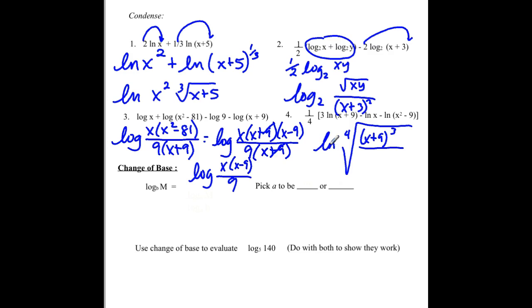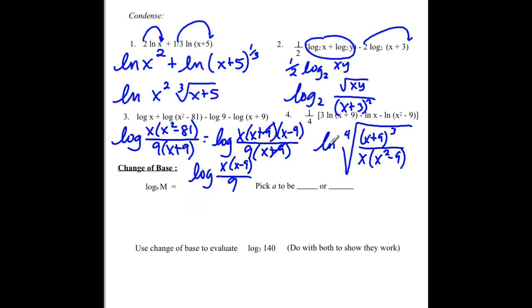Okay. We're subtracting the natural log of x, which means when we condense it, that x goes on the bottom for division. And then we are subtracting the natural log of this quantity x squared minus 9. That will also go on the bottom. Now that does factor into what? x plus 3, x minus 3, but it doesn't cancel with anything on the top, so I'm not going to bother factoring it.